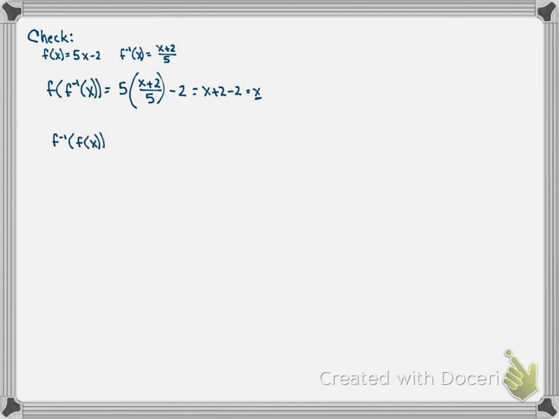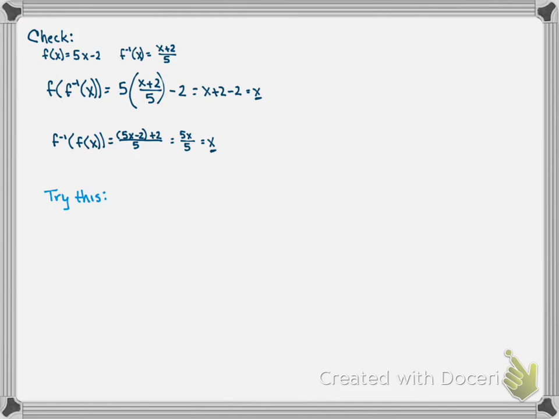And let's check f to the negative 1 of x of f of x. Here the main function is the inverse function of x, so something plus 2 over 5. That something will be 5x minus 2. So we have 5x minus 2 plus 2 over 5. We simplify the numerator, the minus 2 and plus 2 cancel out. We get 5x over 5. The 5's will cancel out, and we get x. So, yes, we've just verified that f of x and f to the negative 1 of x are inverses, or that we found our inverse correctly.